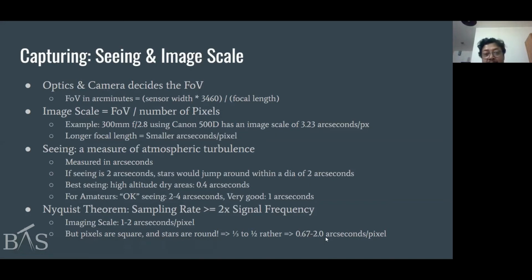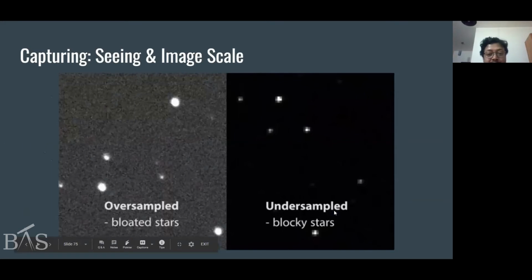Now, what happens when your imaging scale is outside this range? Let's say your imaging scale is really high. You're basically doing undersampling. Undersampling happens when you have more arc seconds per pixel. So you don't have enough pixels to capture the light splattering that is happening for the star. Hence, your star is going to look blocky. There are not enough pixels to capture the details of the star.